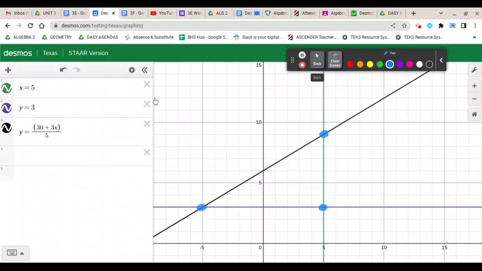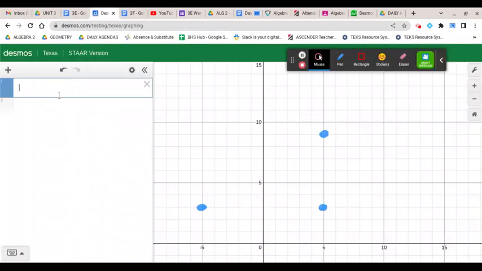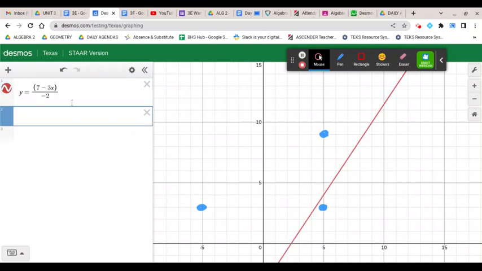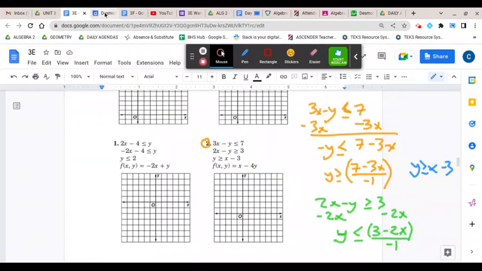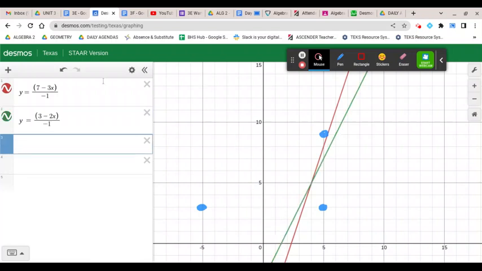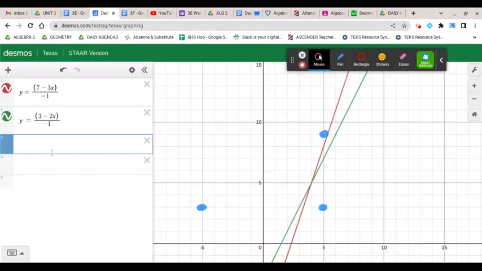All right, so coming back over here, we've got 7 minus 3x over negative 1. And then we have 3 minus 2x over negative 1. And then our last one is y is greater than x minus 3.